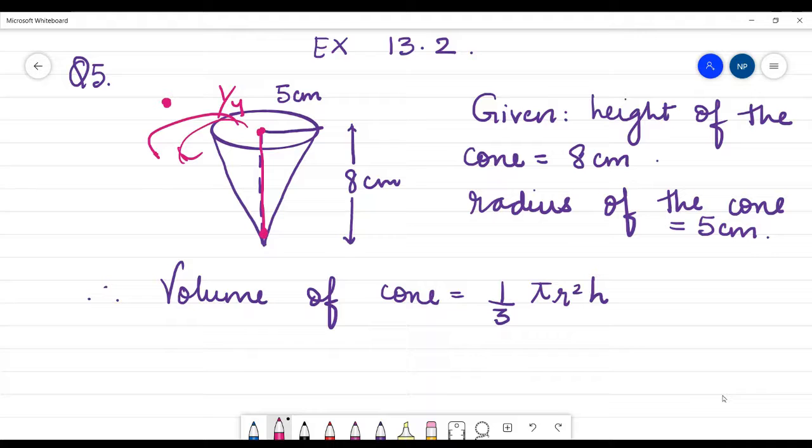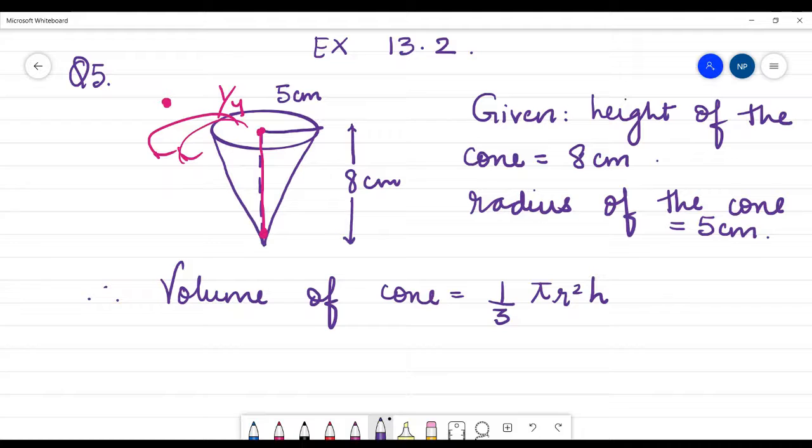Okay, the water splashes out of the vessel. Find the number of lead shots dropped in the vessel. So we have to find out how many lead shots can be dropped in the vessel. First of all, let us write down what is given in the question. Given is the height of the cone, that is 8 centimeter. Then the radius of the cone is given as 5 centimeter.